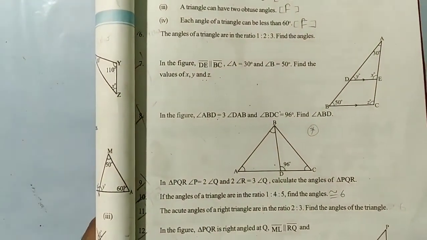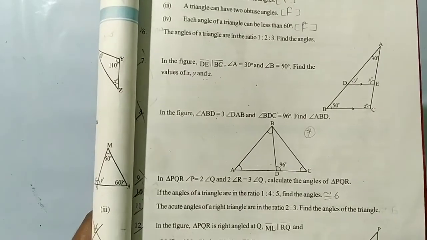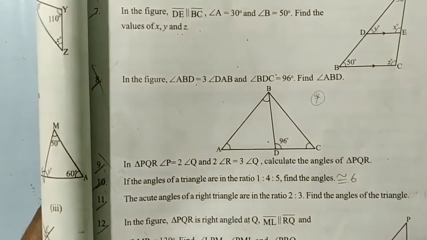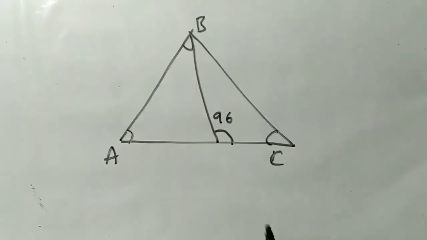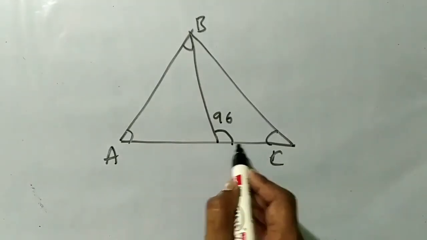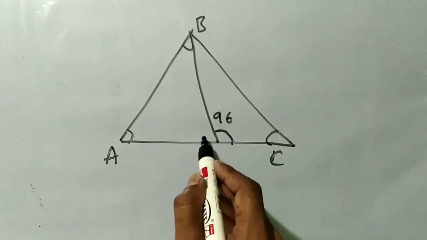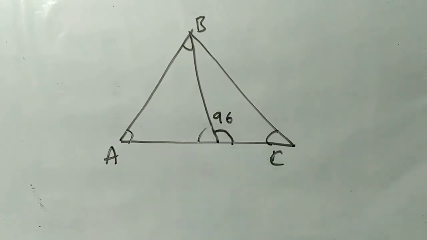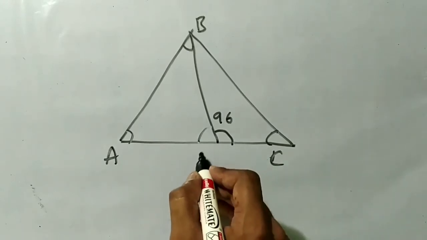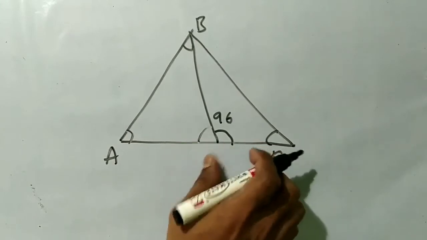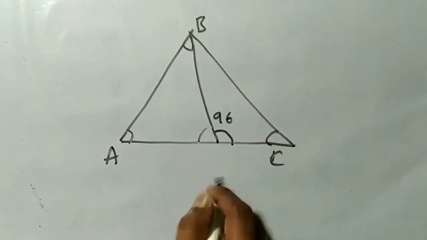Let us take the 8th one because the 8th one is a little bit tricky. So observe this one, the 8th one. Here is a straight line. A straight line makes 180 degrees. 180 minus 96 is equal to this angle. So this one is 84.